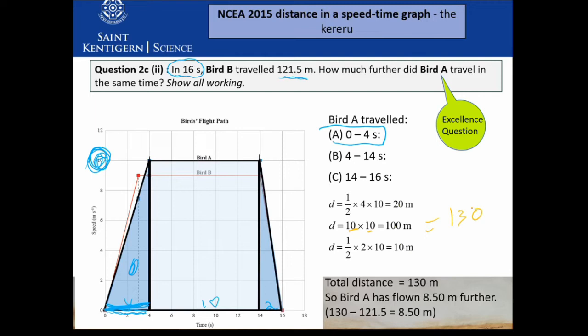But let's look at the question. The question was, how much further did the bird travel in the same time? So you have to write down, bird A flew 8.5 meters further than bird B, because 130 minus 121.5, which they gave us in the question, equals 8.5 meters. Okay, that's a very simple and easy one to do.